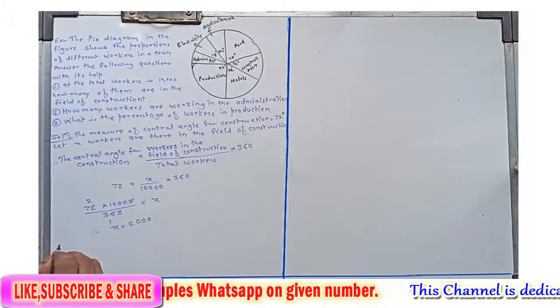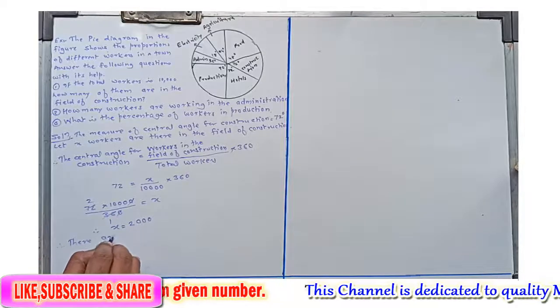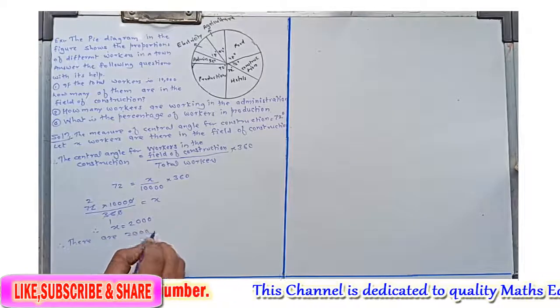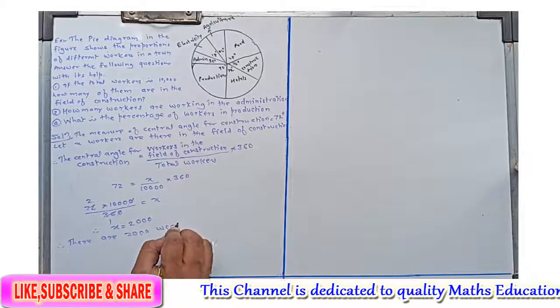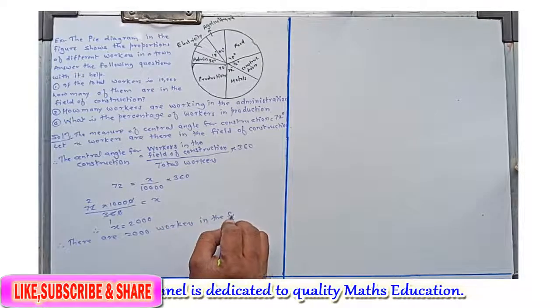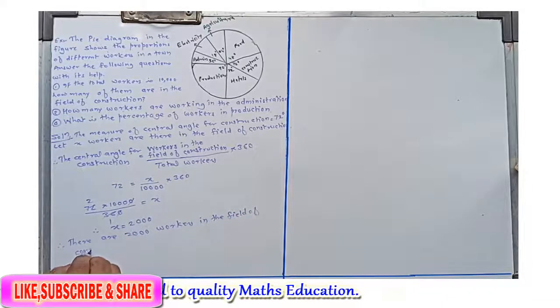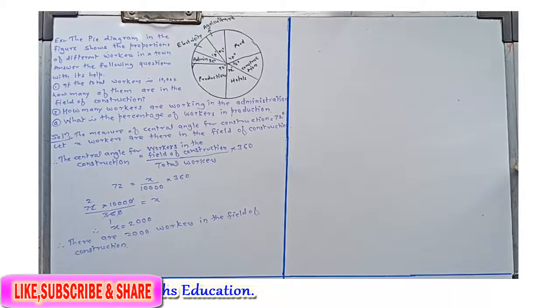And how many workers are there? Therefore there are 2000 workers in the field of construction. बोलो क्या डाउट है इसके अंदर. So in this way, first example, first question, okay, first sub question, that is the answer.